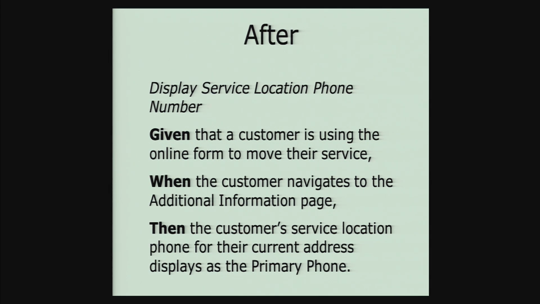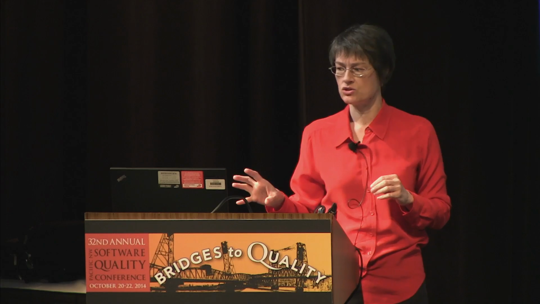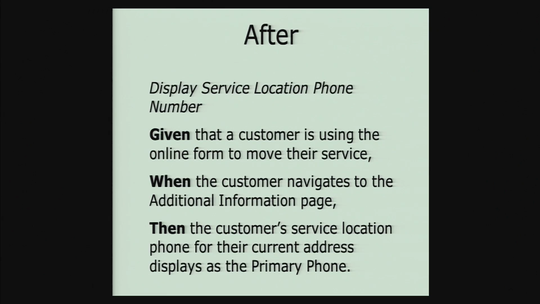If you write it well, you can actually take some of those discrete pieces of information, and some of them will end up in a precondition, and some of them will end up in a postcondition. This one is, we're going to display the service location phone number. Given that a customer is using the online form to move their service, when the customer navigates to this additional information page, then their service location phone for the current address is going to display as their primary phone.